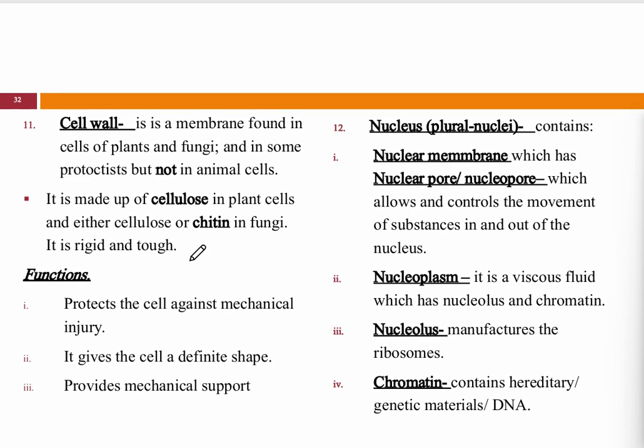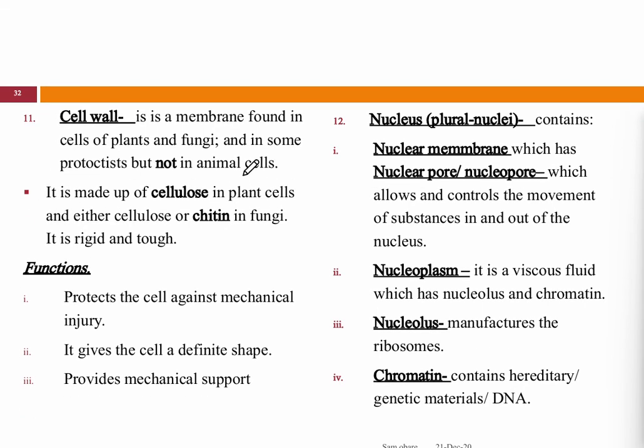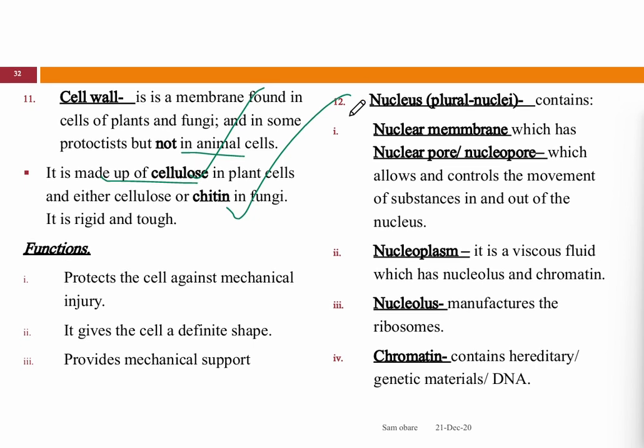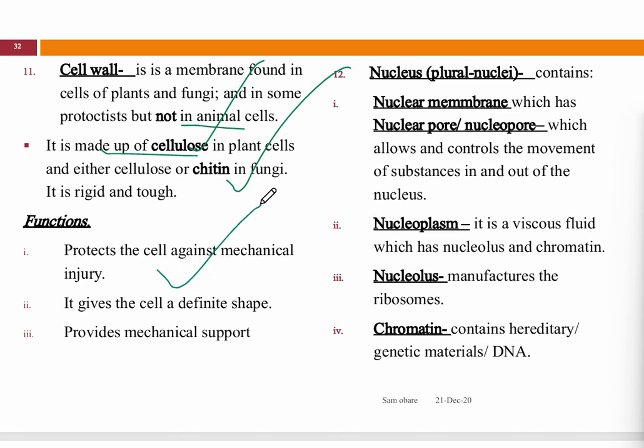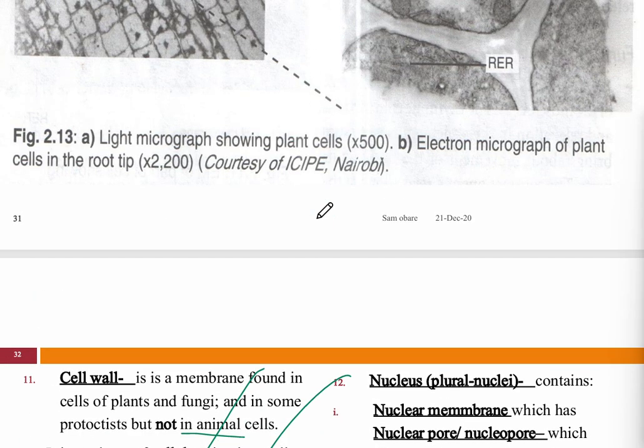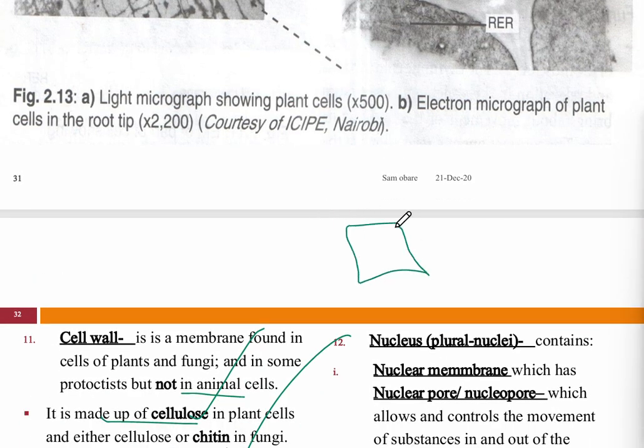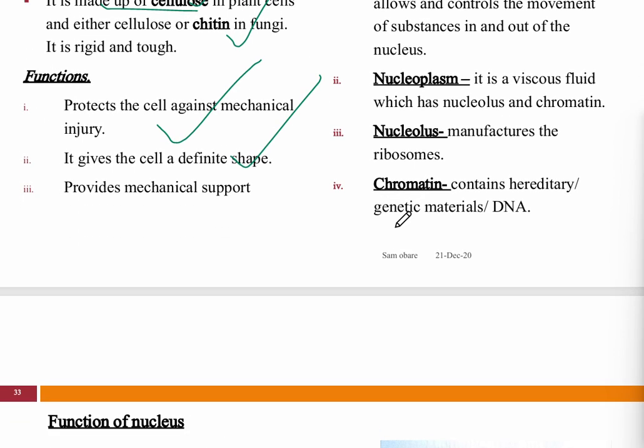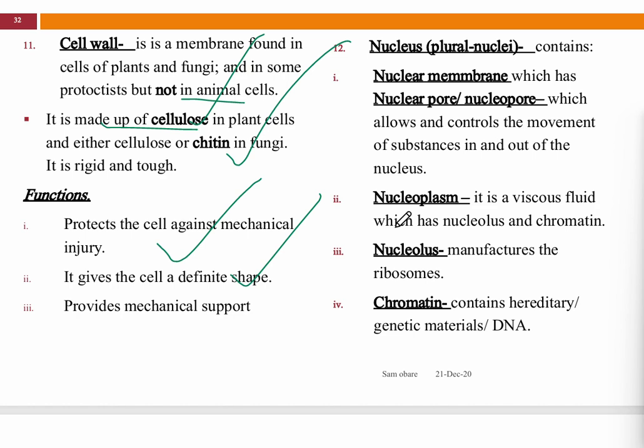Cell wall. Animal cells do not have a cell wall, but plant cells have. It contains cellulose in plant cells, and either cellulose or chitin in fungi. Its function is to protect the plant cell against mechanical damage. It gives the plant cell a definite shape. Look at it: the plant cell has a definite rectangular shape, while the animal cell doesn't, because the animal cell does not have a cell wall. Also, it provides mechanical support.